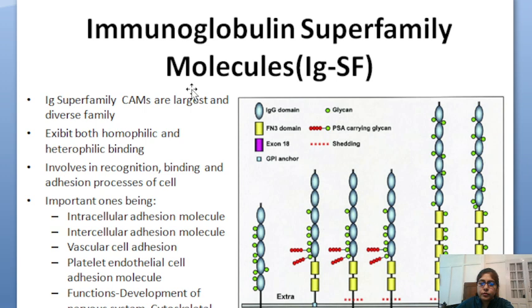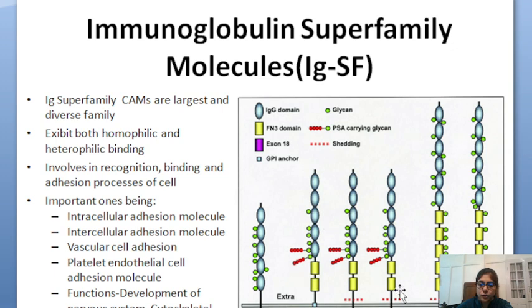The next cell adhesion molecule class is the immunoglobulin superfamily. This is the largest and most diverse family, and it exhibits both homophilic and heterophilic binding. It can adhere to the same molecule, or it can adhere to a different cell adhesion molecule. It is involved in recognition, binding and adhesion processes of the cell.